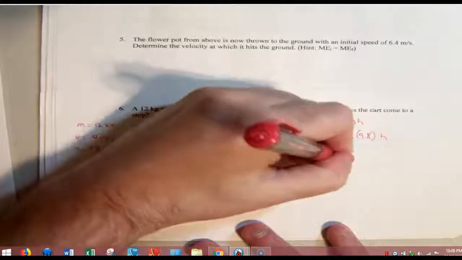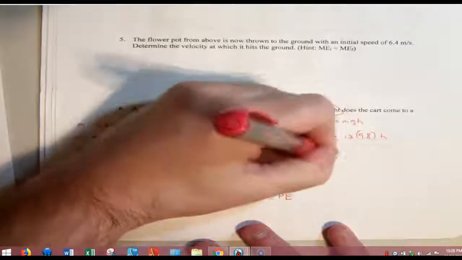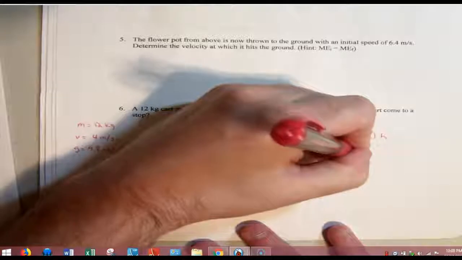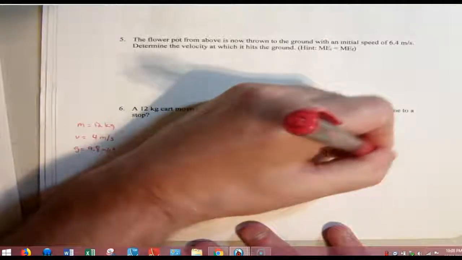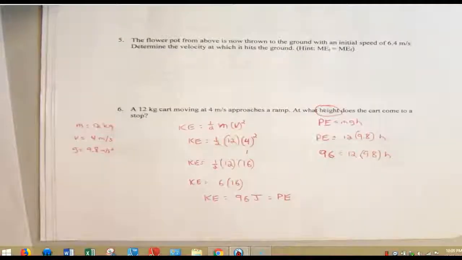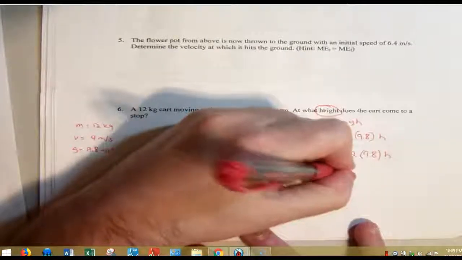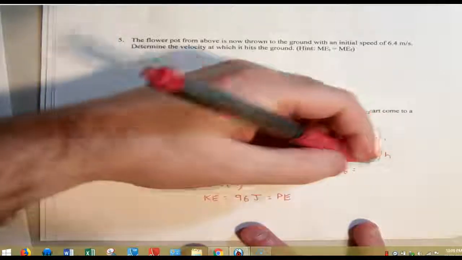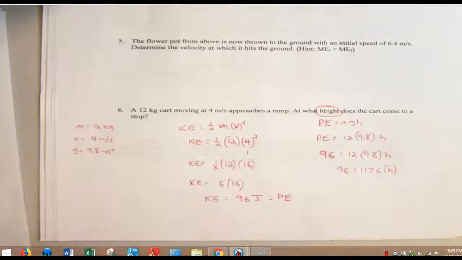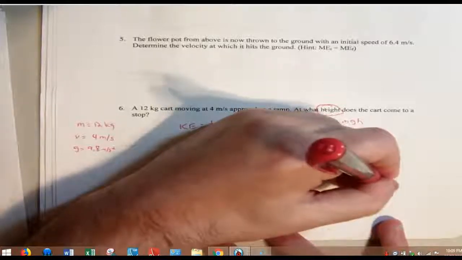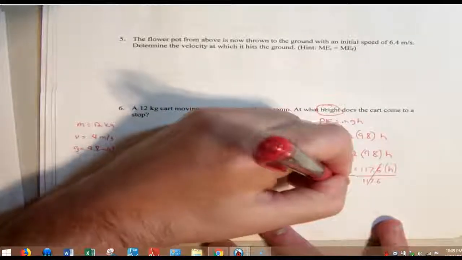So 96 equals 12 times 9.8. There we go. Times height. So 96 equals 117.6, something like that. If you want to, you can round it. Times height. We know we have to divide this out on the right side, divide it out on the left side.